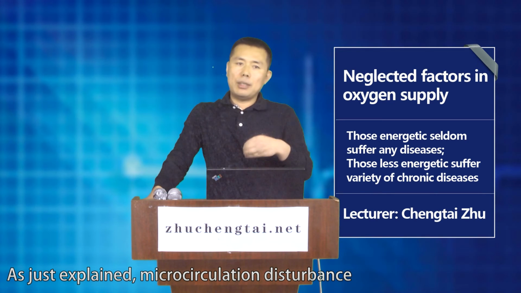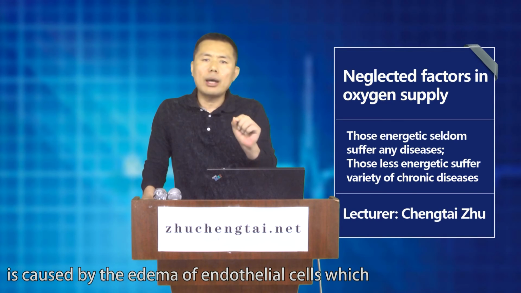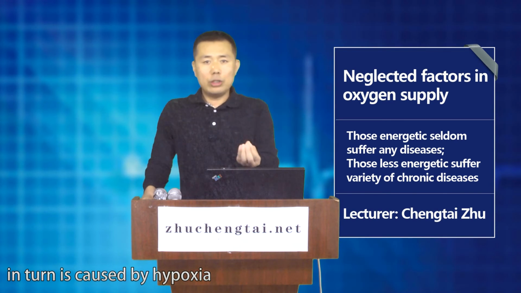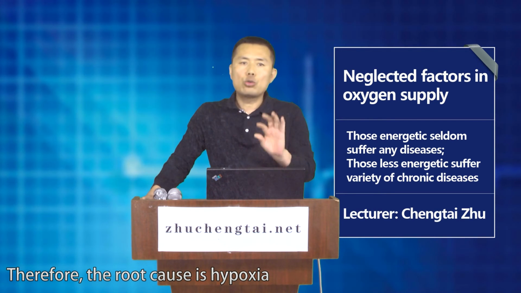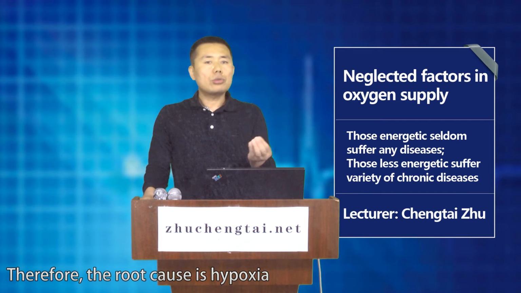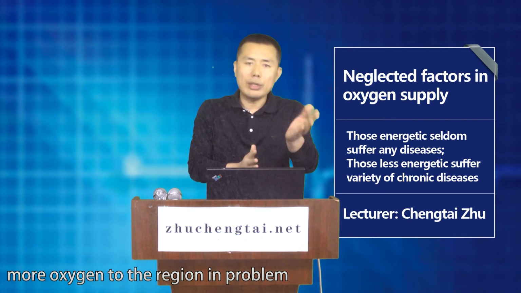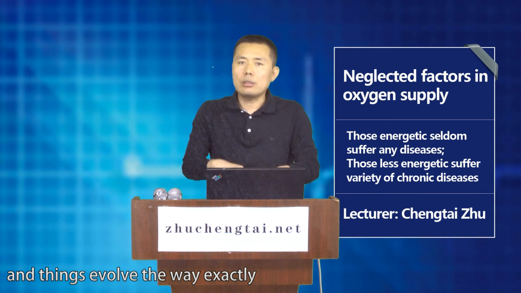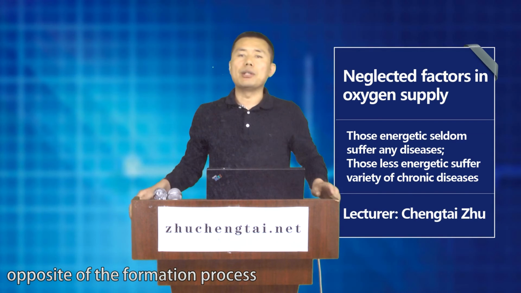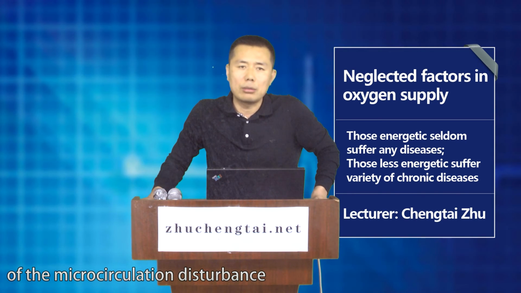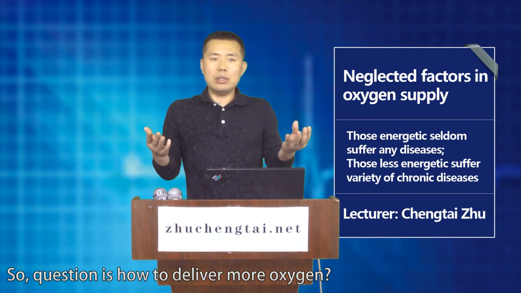As just explained, microcirculation disturbance is caused by the edema of endothelial cells, which in turn is caused by hypoxia. Therefore, the root cause is hypoxia. So the solution is simple, that is to deliver more oxygen to the region in problem. And things evolve the way exactly opposite of the formation process of a microcirculation disturbance. So the question is how to deliver more oxygen?